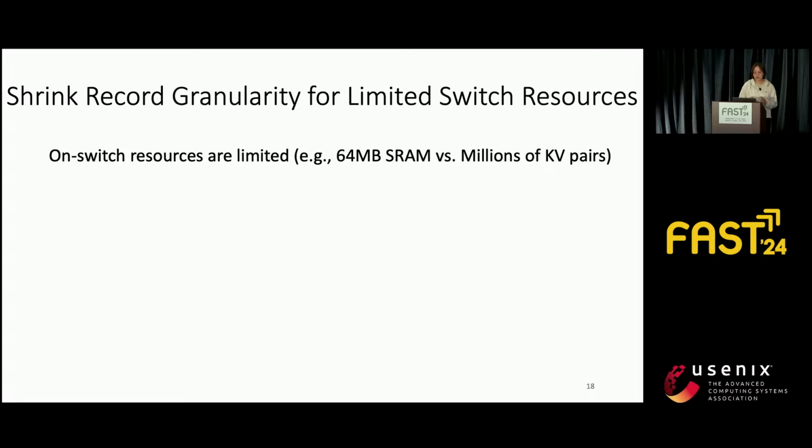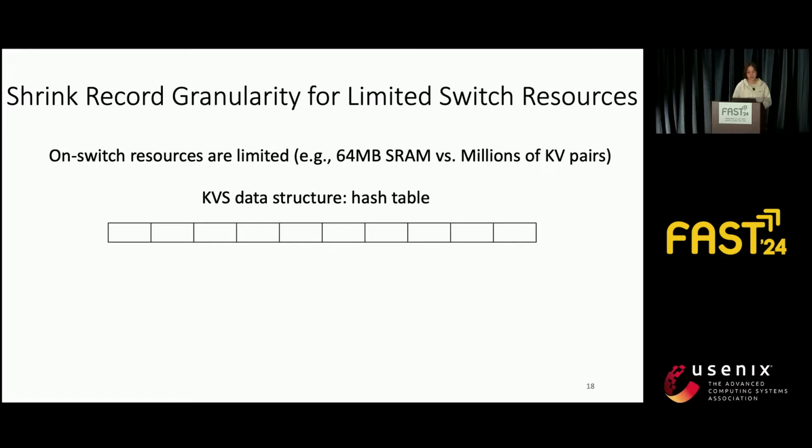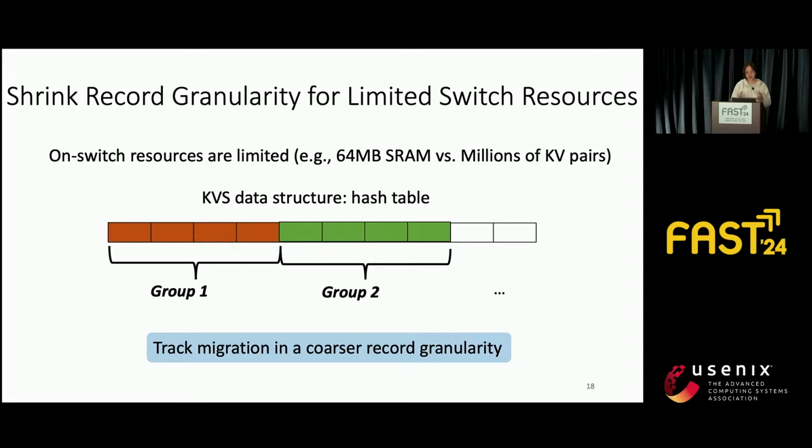On-switch resources are very limited. For example, it only has 64 megabytes of SRAM. So it's impossible for us to track every key-value pair, whether migrated or not, because the number can be in the millions. A key-value store data structure usually has a hash table. So our idea is to combine several consecutive entries in the hash table as a group, and shrink the record granularity. We track the migration states at a coarser granularity, at the group level.